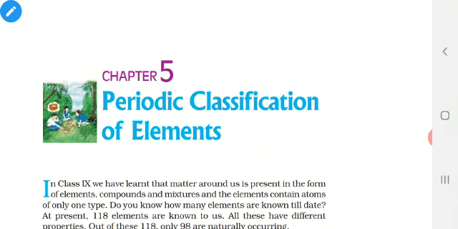Dear children, so we have completed 12 chapters and this is the 13th chapter. In chemistry, we have completed 4 chapters. This is the last chapter. Let us discuss chapter 5, periodic classification of elements.